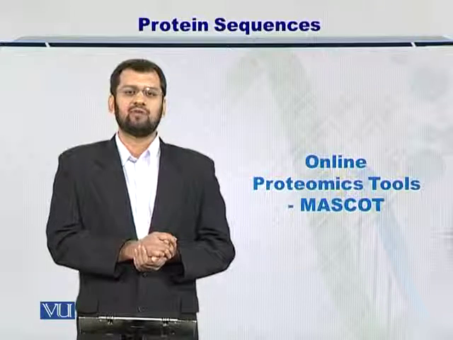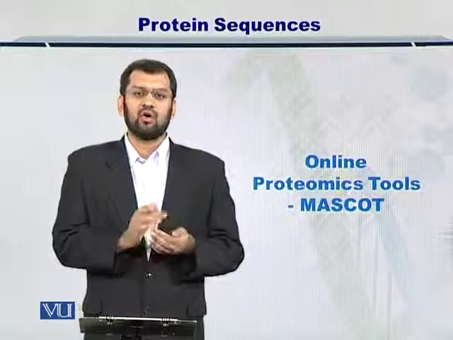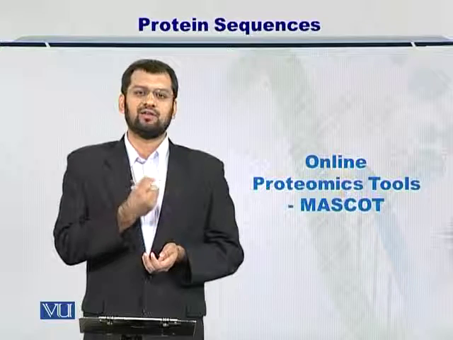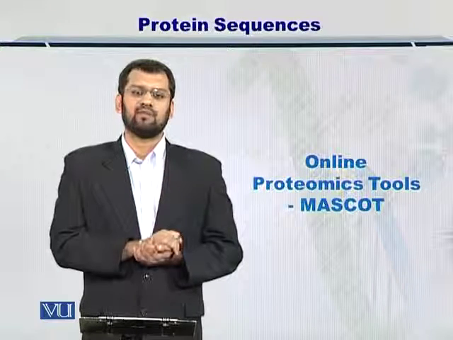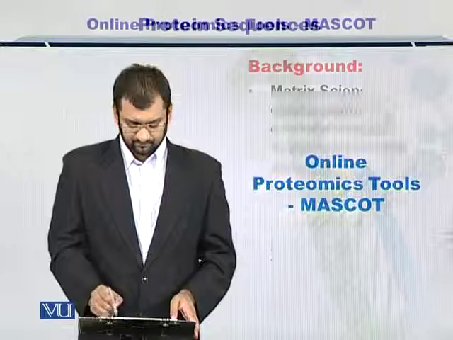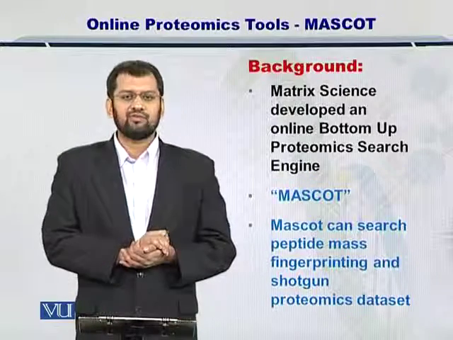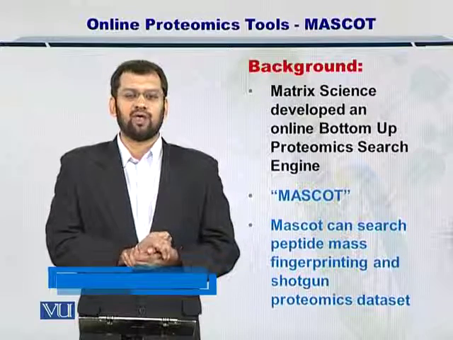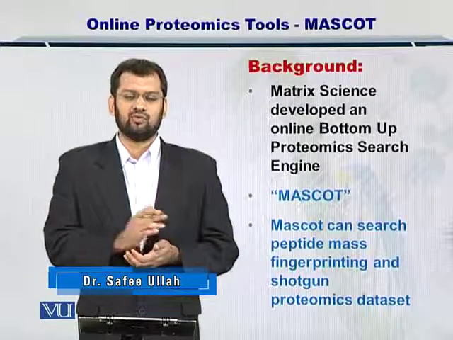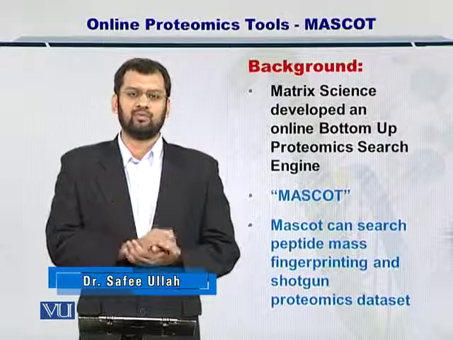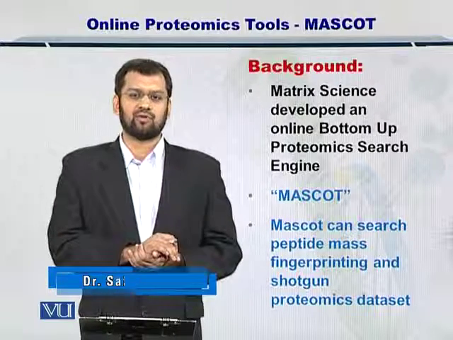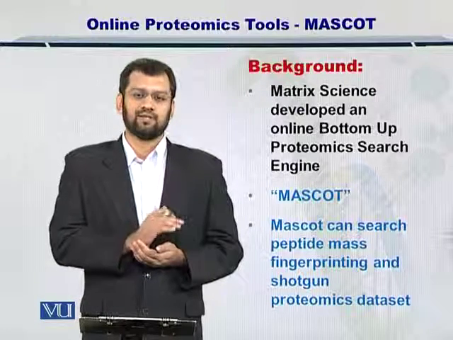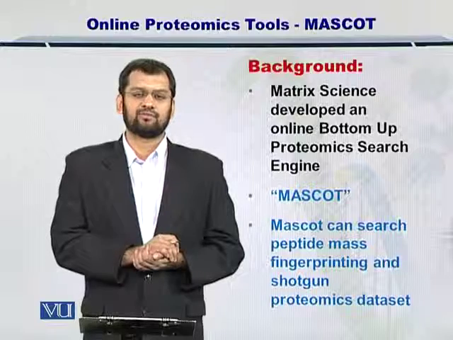Mascot is a very famous and commonly employed platform for searching mass spectrometry data towards identifying the proteins and peptides in the samples. Matrix Science, a company, developed this tool, and it is available online free of any cost. You can upload your data in the MZXML file format or the MGF format, for example, and search your data for the proteins and peptides.